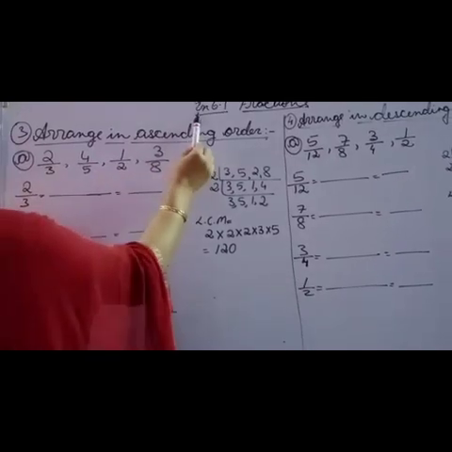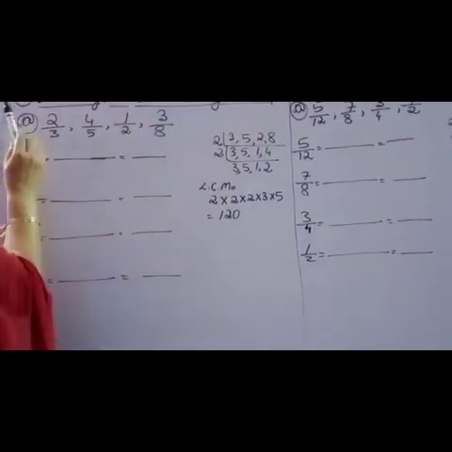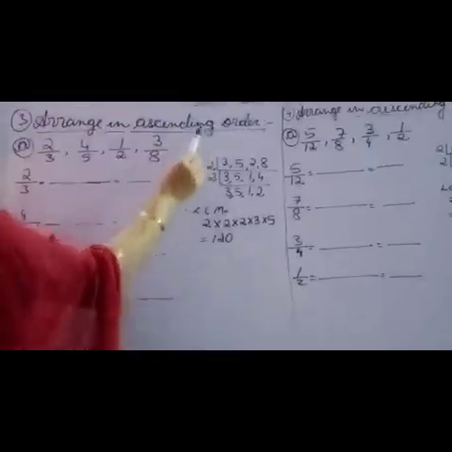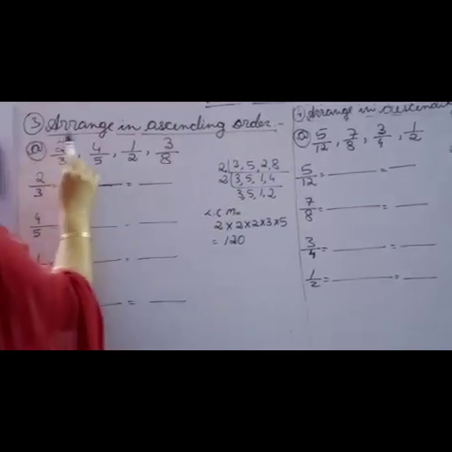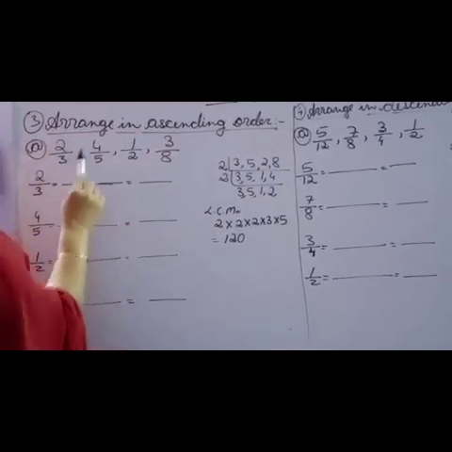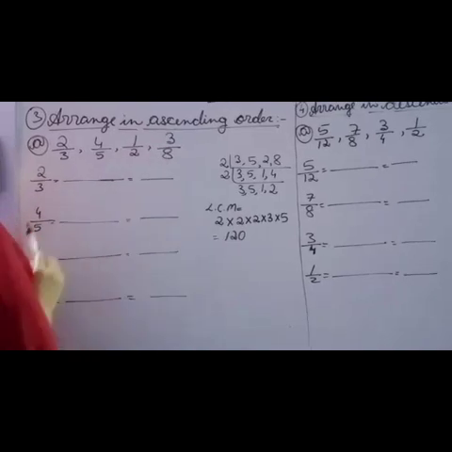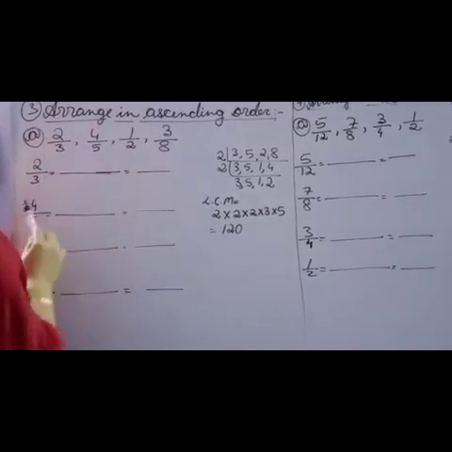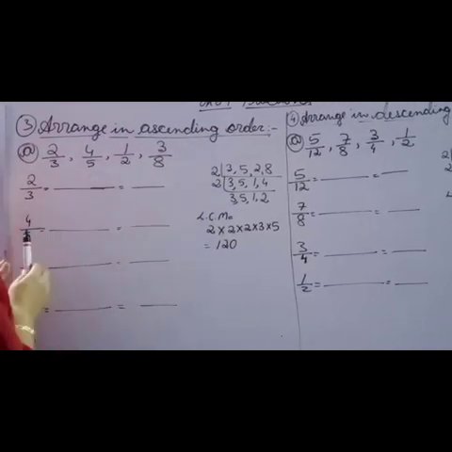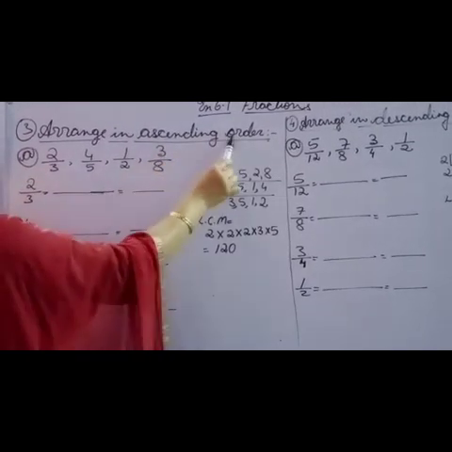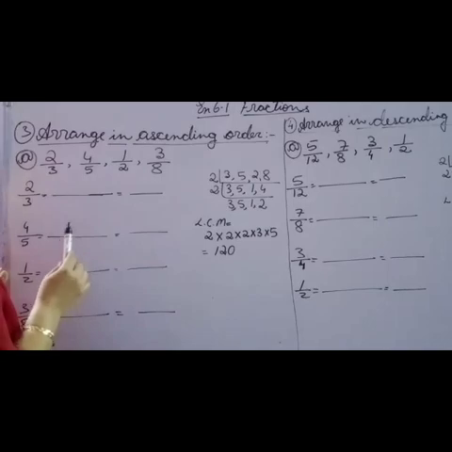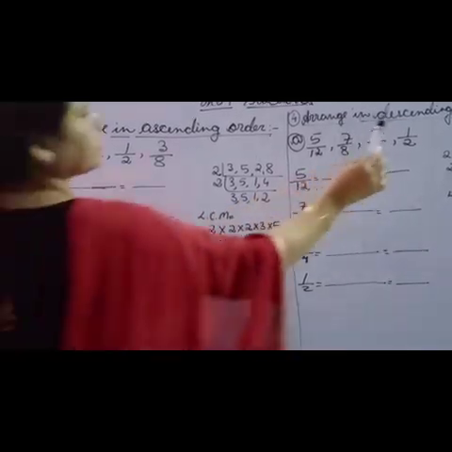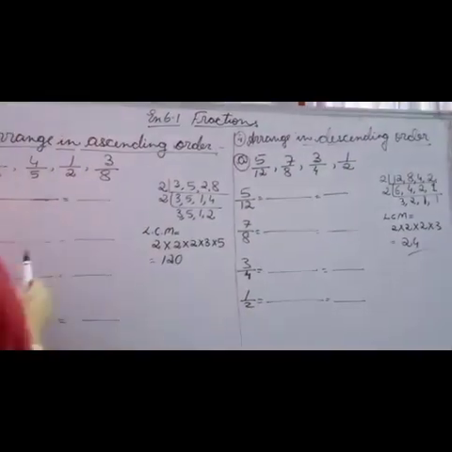Okay children, exercise 6.1 fractions number 3. Arrange in ascending order. Now all these are the 4 fractions, 2 by 3, 4 by 5, 1 by 2 and 3 by 8. These are unlike fractions. So how will we compare them and arrange in ascending order? Ascending order means what, children? From small to big, and descending means from big to small.